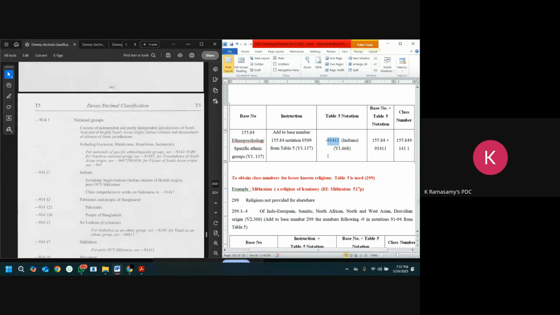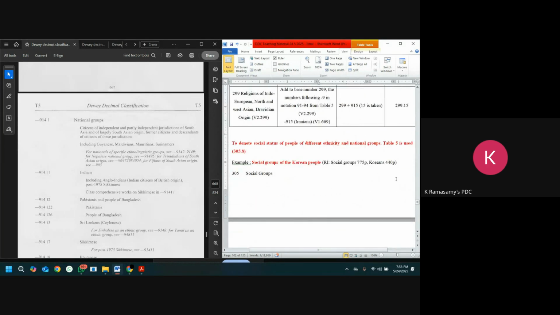Otherwise, you can even go to the relative index. You can get the number for Indians. Absolutely no problem. I'm going to add these numbers. What is the base number? 155.84 plus 91411. It becomes ethno-psychology of Indians.